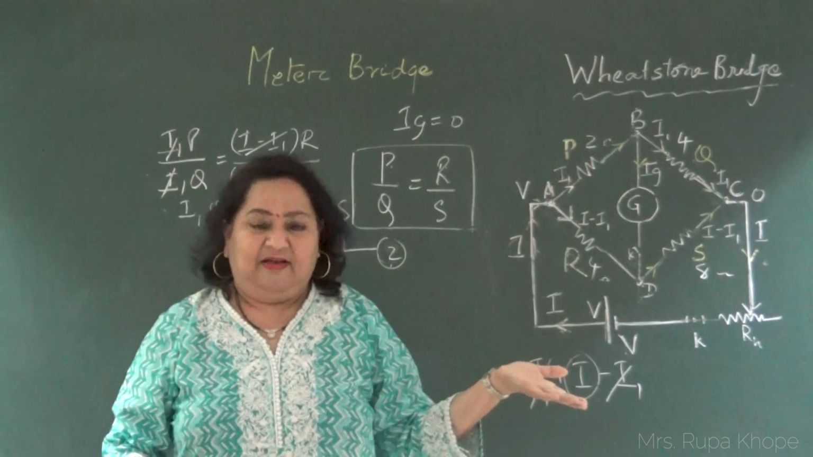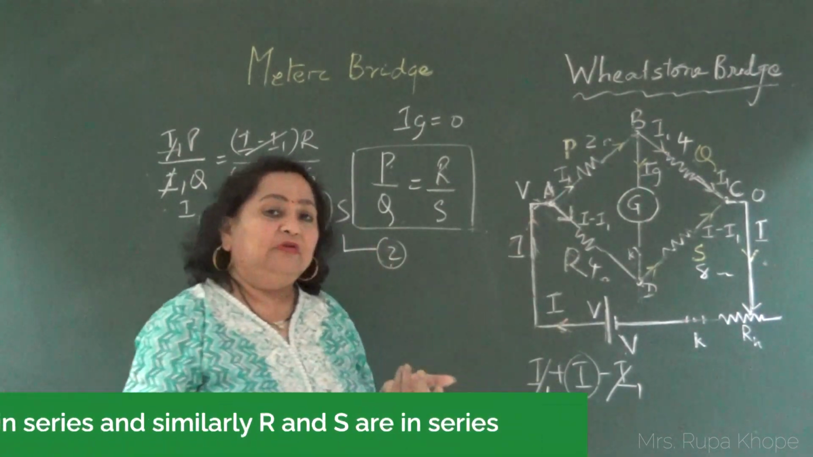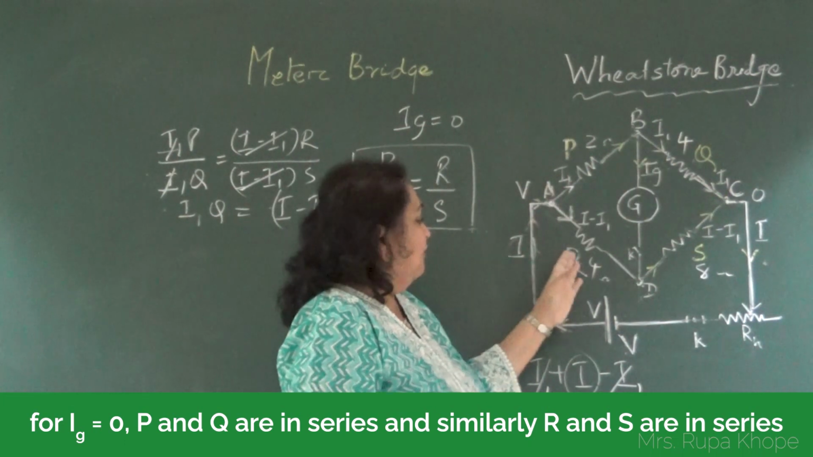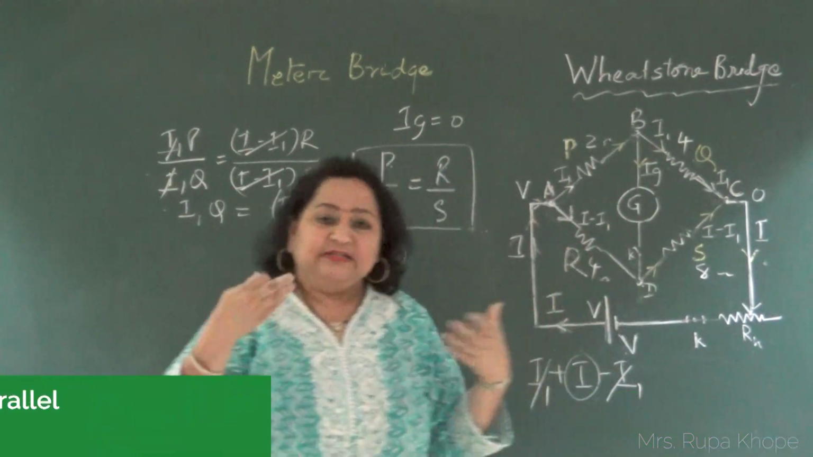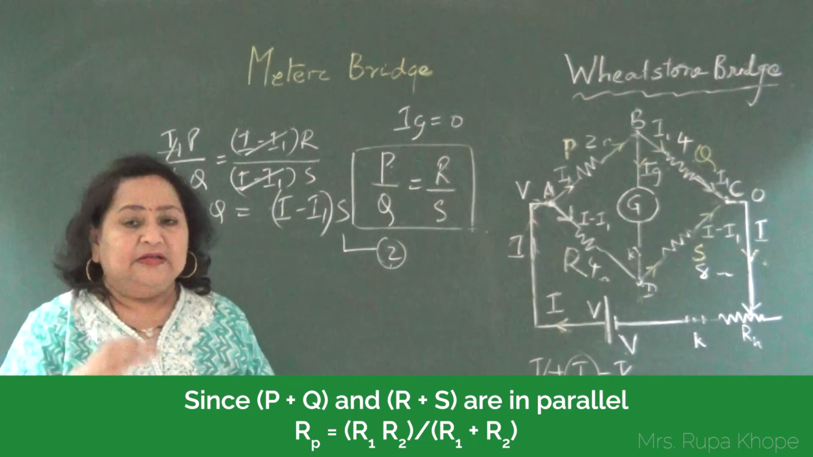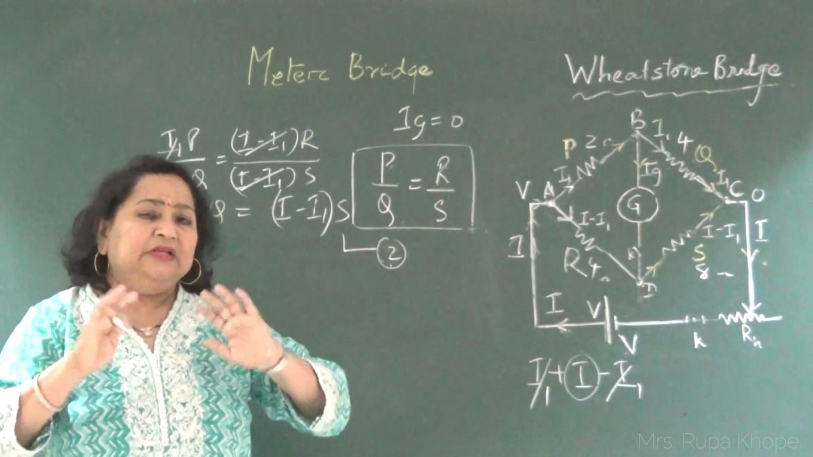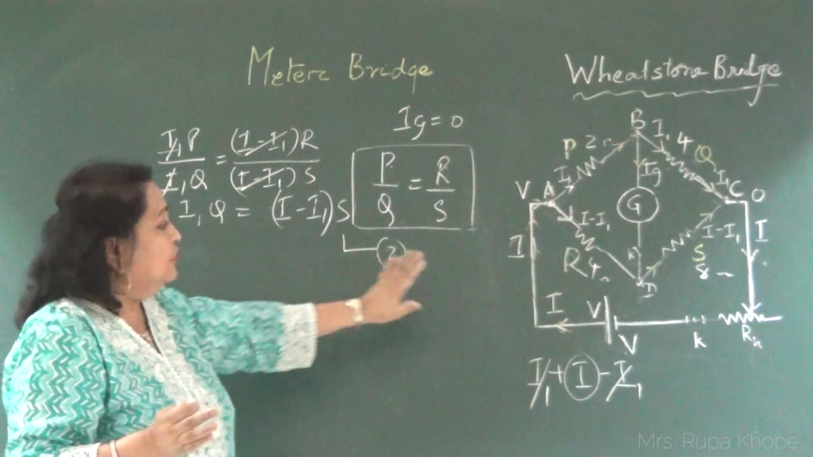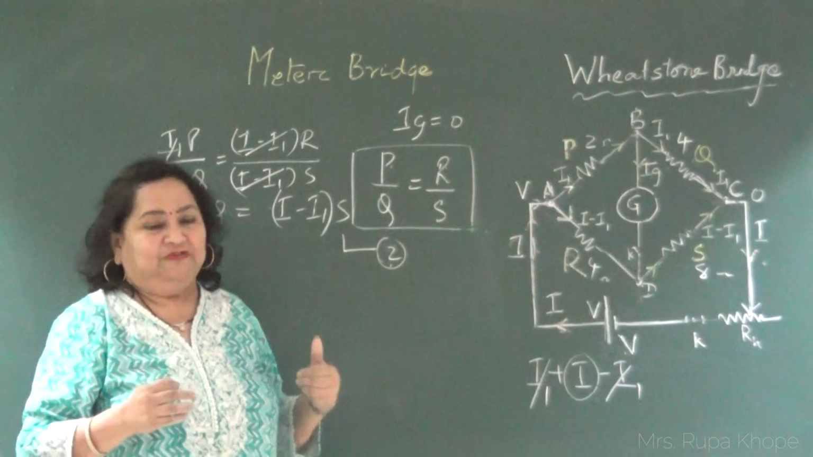Vice versa. And therefore, can you calculate and find out the value? 4 plus 2, 6. 4 plus 8, 12. 6 and 12 are in parallel. Find out the value 6 into 12 upon 6 plus 12. These problems we have already solved in the class. So, now we go to the main part of this.